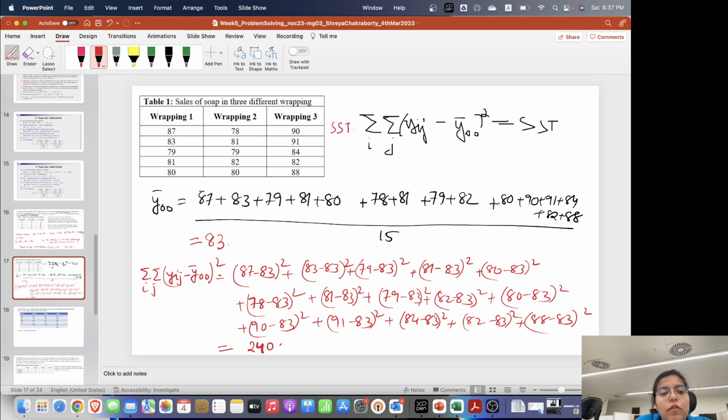Now we have to find out either of SSB or SSW. That will only work. Why? Because we know of this identity, SST equal to SSB plus SSW. So we'll find out how to calculate SSB. Okay.